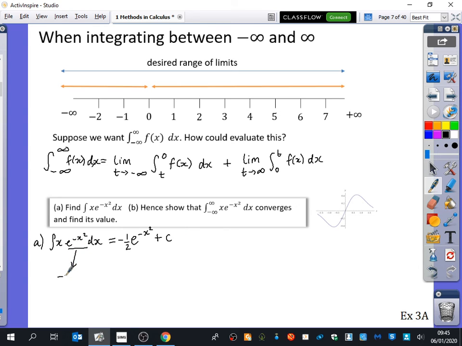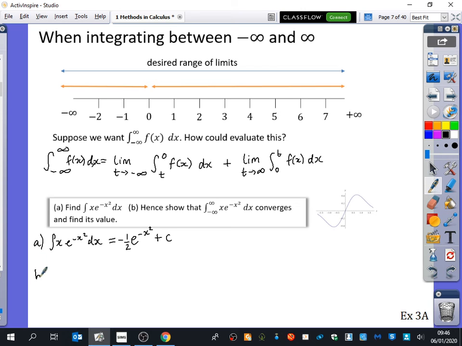If you differentiated that, you get minus 2x e to the minus x squared. But I don't want minus 2x e to the minus x squared, I want x. So you multiply it by minus a half, okay? Now we know what it integrates to. We can actually go to part B.